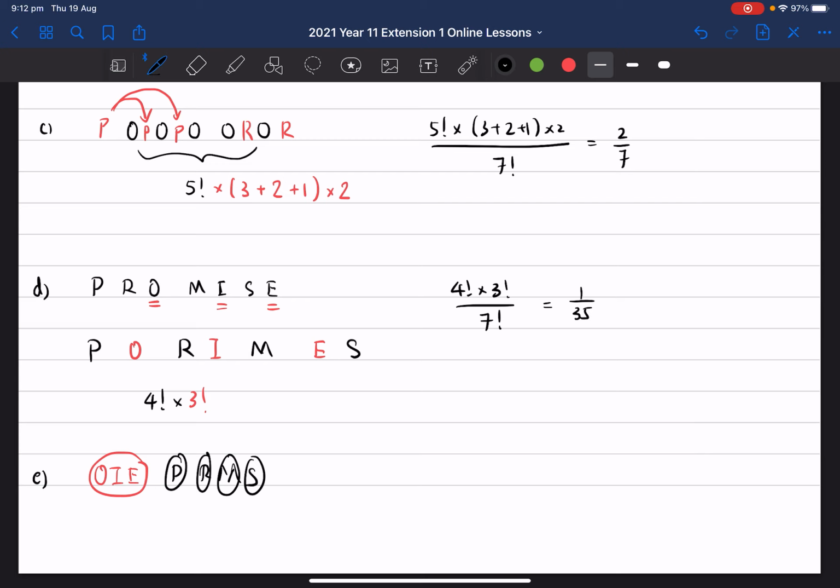So in total, we will have 5 factorial ways times by 3 factorial ways of total arrangements when the vowels are grouped together. Alright, so therefore the final probability will be 5 factorial times by 3 factorial divided by 7 factorial. Okay, so let's have a look at what the answer is. Right, in this case, the answer is 1 over 7. Alright, and that will be the chance.